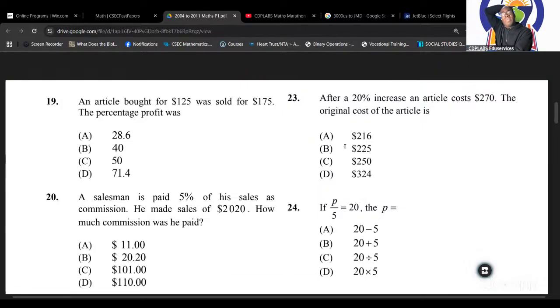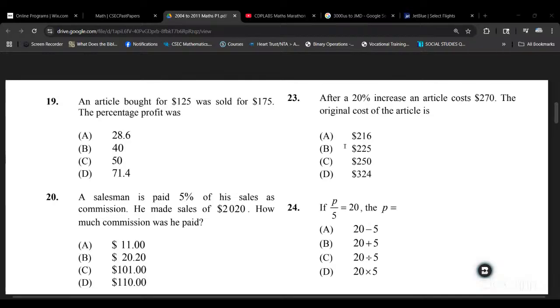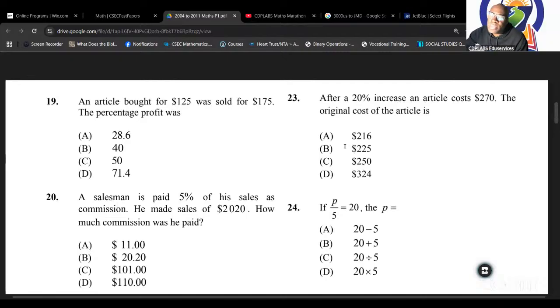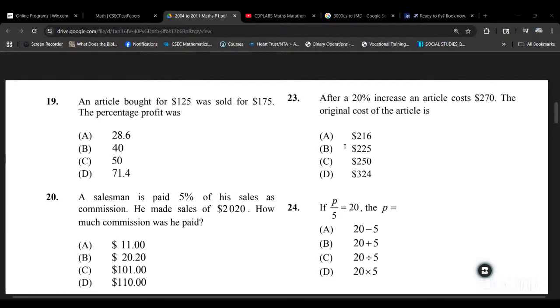Let's move to question number 24 quickly. Read question number 24 for me now. If P over 5 equals 20, then P equals... Read it in English now, please. If a missing number over 5 equals 20, what's the missing number?